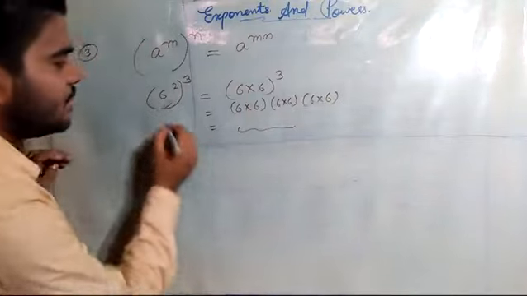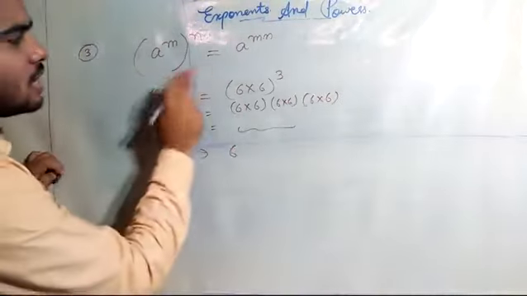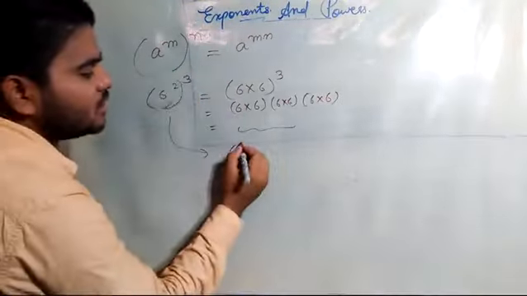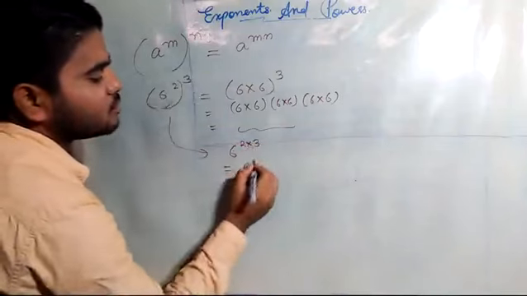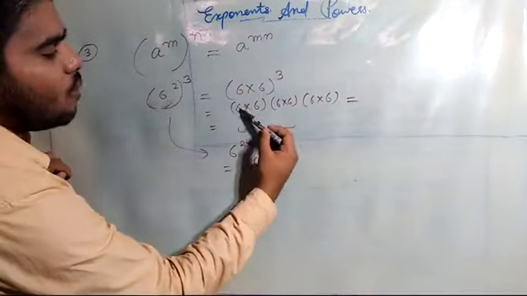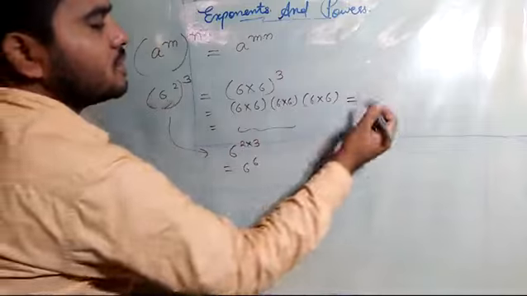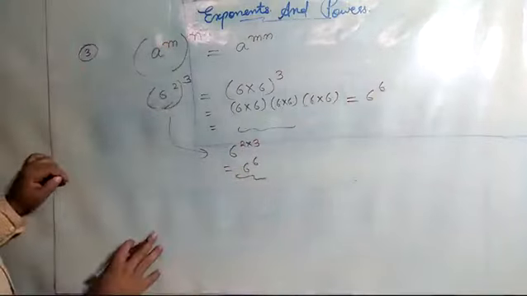In the same way, the law says that if the base is the same and the power is in the form of a bracket like this, then you can directly multiply 2 raised power 3. That means 6 raised power 6. If you observe this, how many times is this 6 written? 1, 2, 3, 4, 5, 6. 6 is written 6 times. Here also I can write 6 raised power 6.